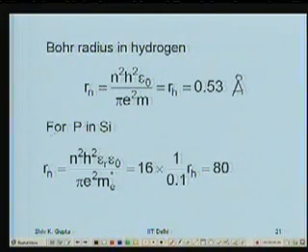Now when I convert these for phosphorus in silicon, well, the positive ion core I can just consider like the proton of hydrogen. Then the fifth electron, our quantum number will be 1 for that. Planck's constant square. Instead of the dielectric constant of the free space, I use the dielectric constant of silicon. This is the relative permittivity, and this is the dielectric constant of the free space.